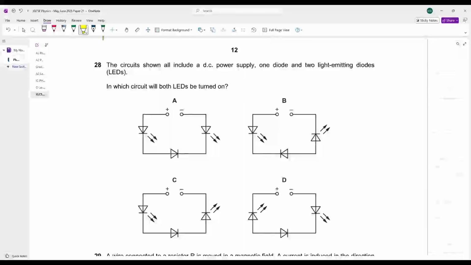The circuits shown all include a DC power supply, one diode and two light emitting diodes, LEDs. In which circuit will both LEDs be turned on? Yes, in which circuit will both LEDs be turned on? Any ideas?